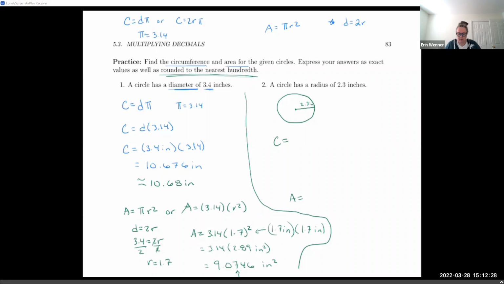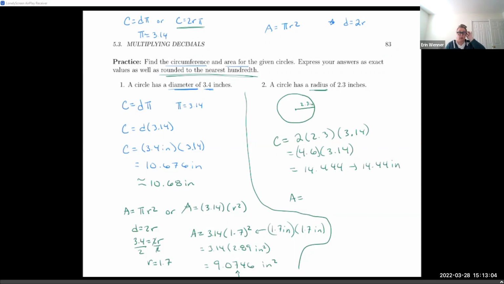Okay, so the circumference, because we have a radius, we have to look at the equation that has the radius written. And that's 2 times the radius times pi. So we're going to do 2 times the radius, which is 2.3, times pi, which is 3.14. So 2 times the radius is going to be 4.6. So 2 times 2.3 is 4.6. Then we're going to multiply it by 3.14, which gives us 14.444. And since we round to the nearest hundredth, we get 14.44 inches.